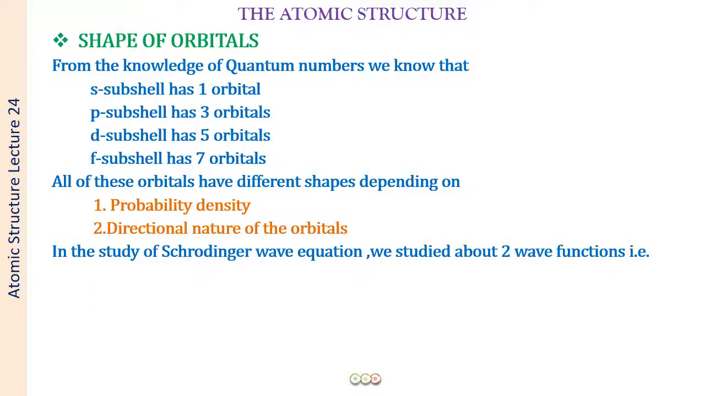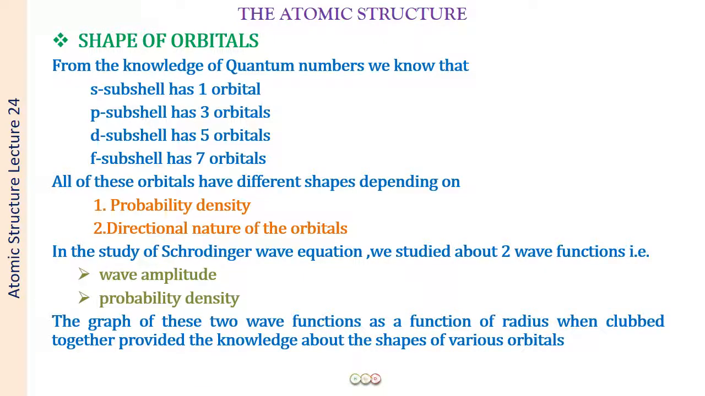And probability density is one thing that we studied while we were discussing the Schrodinger wave equation. And there we studied about the two wave functions. First was the wave amplitude, that is psi, which has no physical meaning of its own, but it is simply a mathematical function of the coordinates of the electron. And next we have the probability density, that is psi square, which has a physical meaning, and this is going to give us the probability density of electron in a region of space.